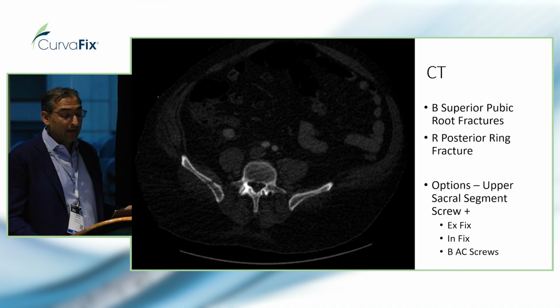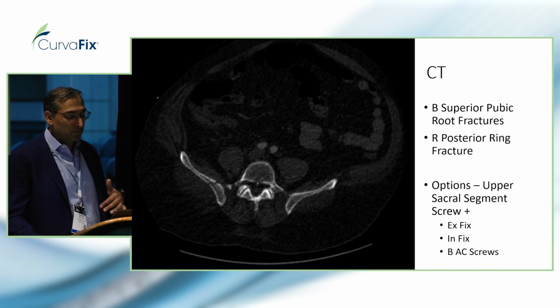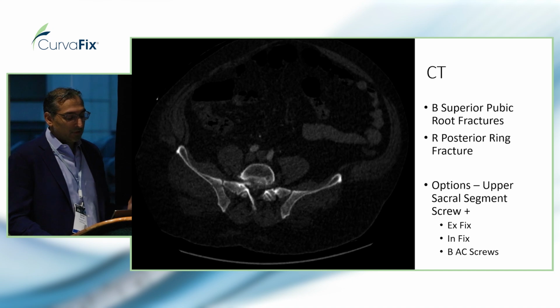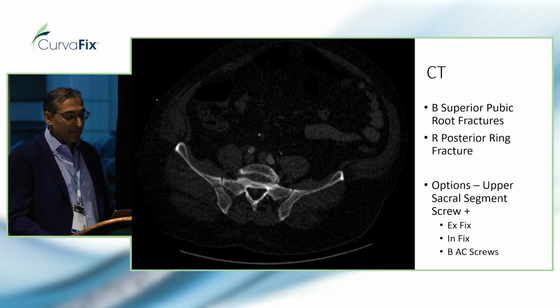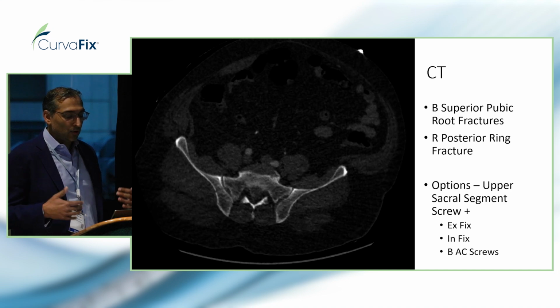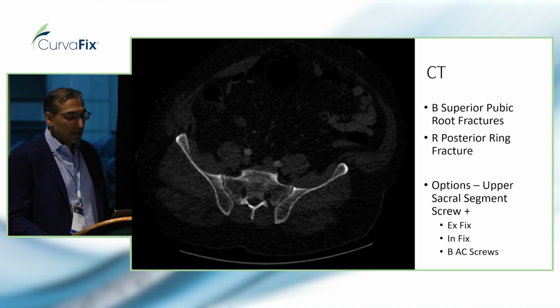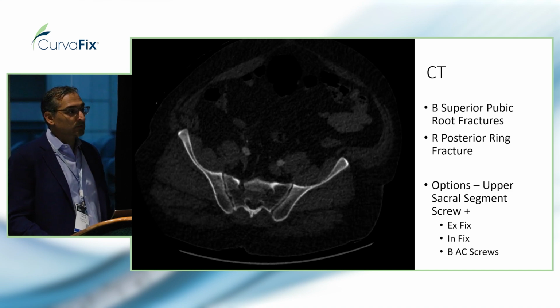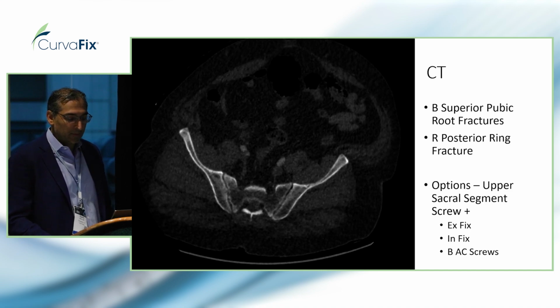So we've got a few different options for him. He's unable to mobilize. He's got some other non-surgical but medical issues as well. So we want to do upper sacral segment fixation in the back, and then I was trying to figure out, do I put an X-fix in the front, do I put an IN-FIX in the front, or do I do bilateral anterior column screws? He is not the kind of human being that can be non-weight bearing for 6 weeks or 8 weeks waiting for his anterior column and his posterior segment to heal.